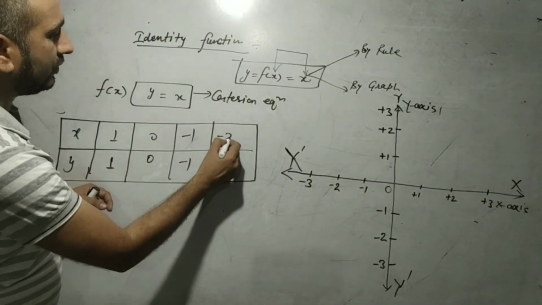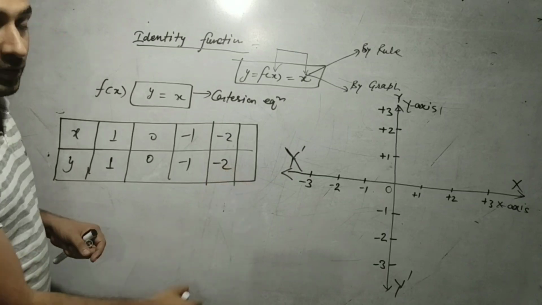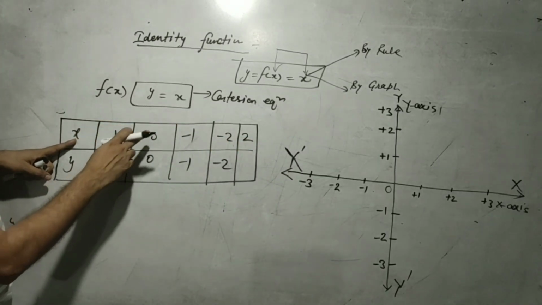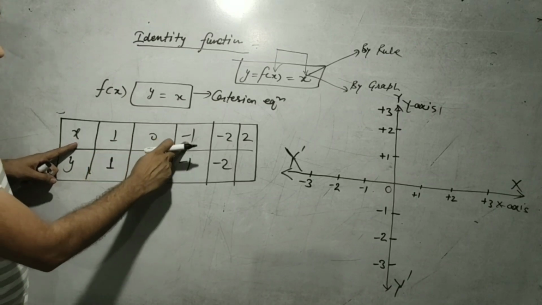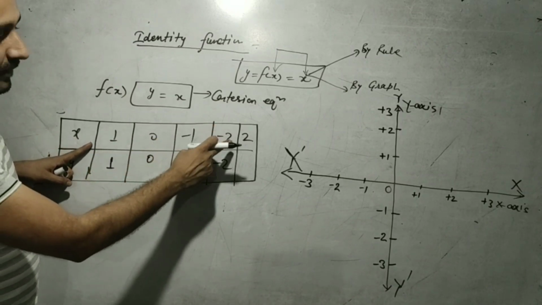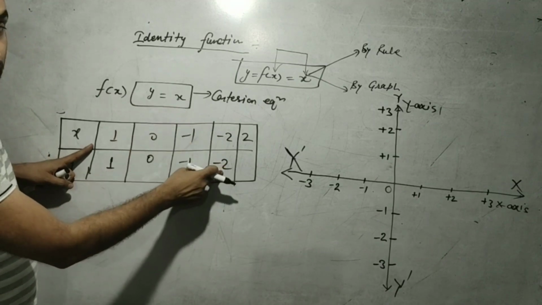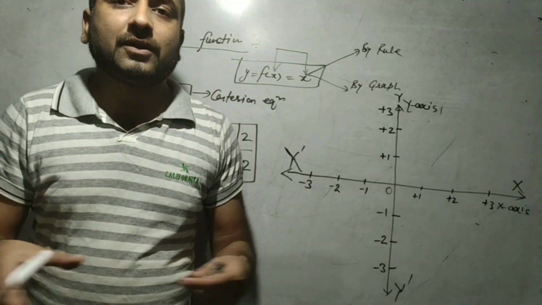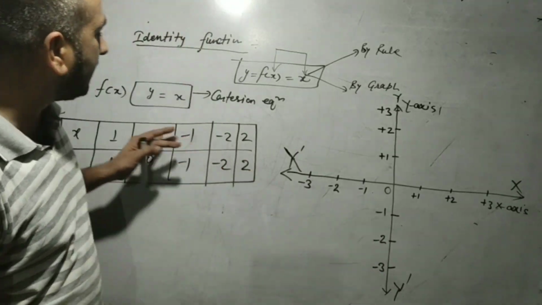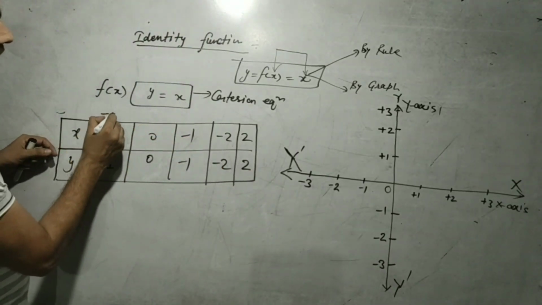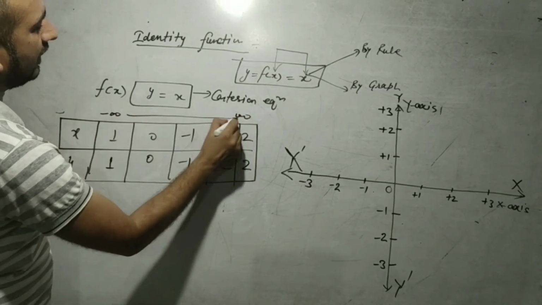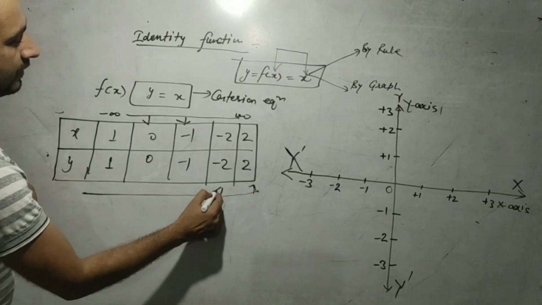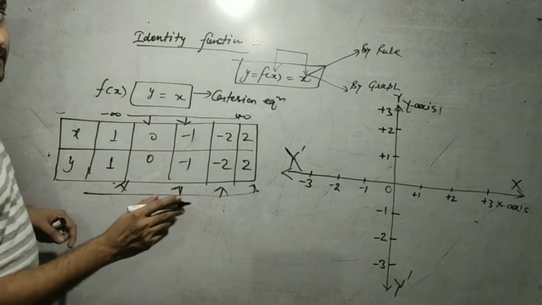If you take minus 2, you will again get minus 2. If you take positive 2, you get 2. If x is 1, y is also 1. If x is 0, y is also 0. If x is minus 1, y is also minus 1. If x is minus 2, y is also minus 2. And putting 2, it is also 2. So this means all the values from minus infinity to infinity, if you put them here, will give you the same values of y.